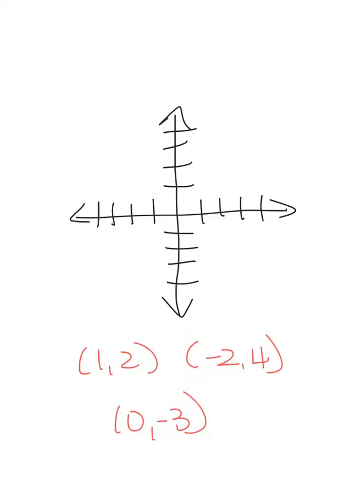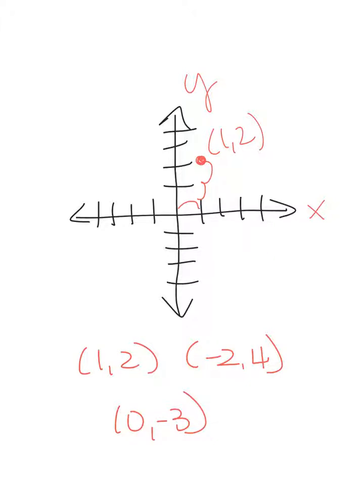Now, when looking at the coordinate plane, we're going to plot these points. So again, there's my x-axis, there's my y. So my first point, 1, 2, I'm going to go to the right 1, because that's on my x-axis, and then I'm going to go up 2. So there's my point right there. That coordinate, that ordered pair is 1, 2.